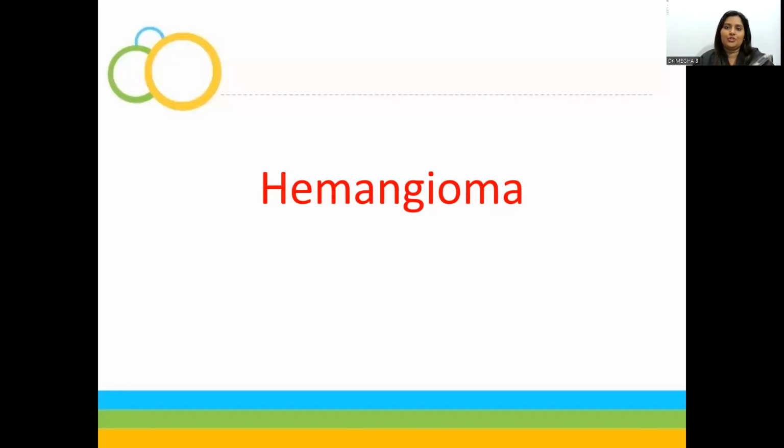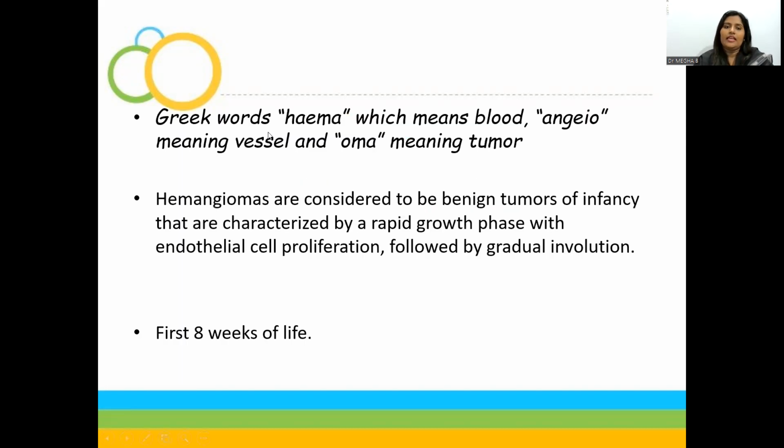Morning, everyone. Today, let's discuss hemangioma. Hemangioma is a vascular lesion. It is the most common benign tumor of infancy. The word hemangioma is derived from Greek words: hema, which means blood, angio, which means vessels, and oma, meaning tumor. Hemangioma is characterized by rapid endothelial cell proliferation and a gradual involution phase.